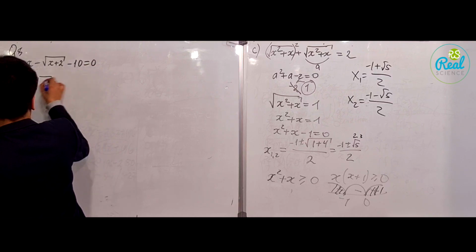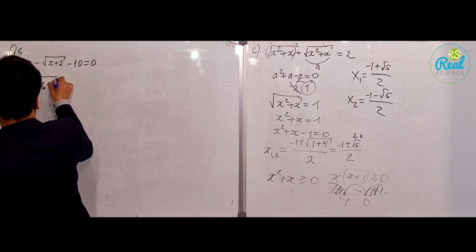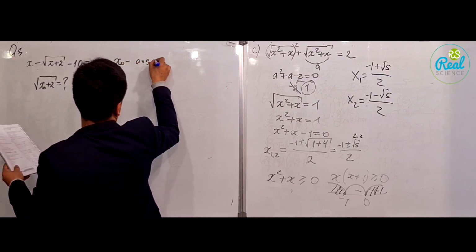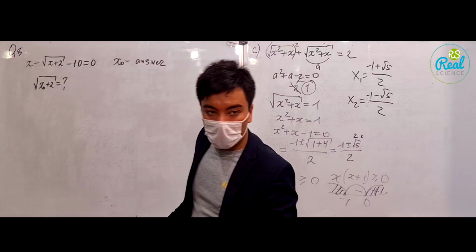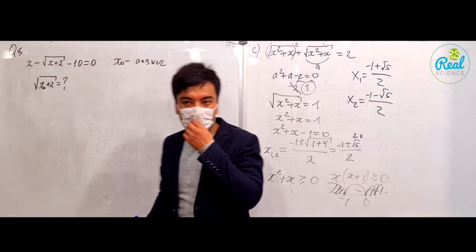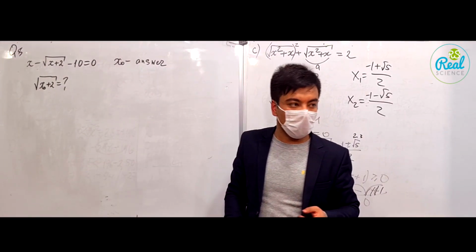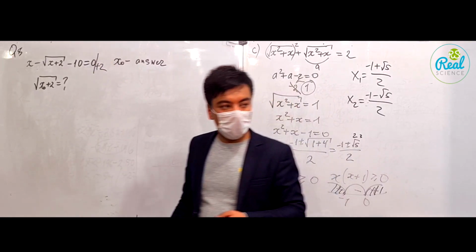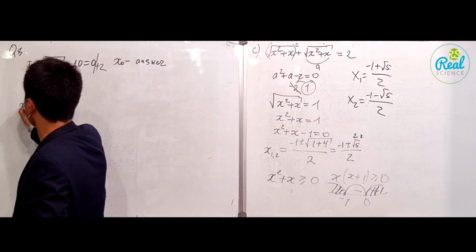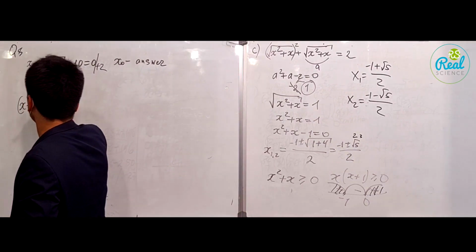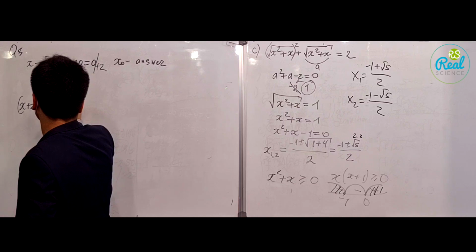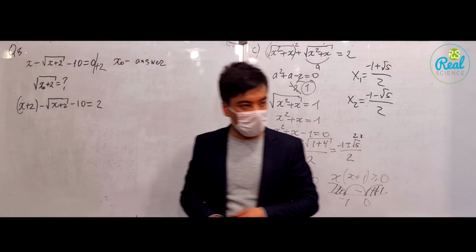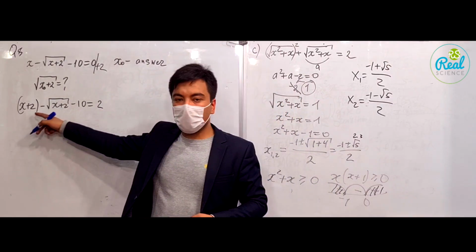And we need to find x0 plus 2. x0 here, the answer, yeah? Students, let's add 2 to both sides first. Yeah? Plus 2. In this case, square root of x plus 2 minus 10, plus 2. 0 plus 2 is 2. Am I right? Yes. Why is it possible to add the same numbers?